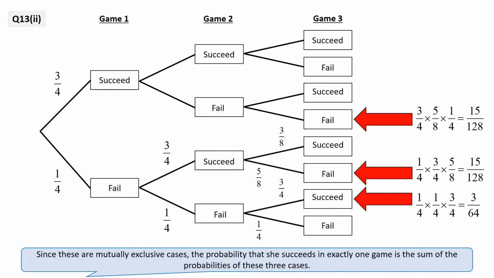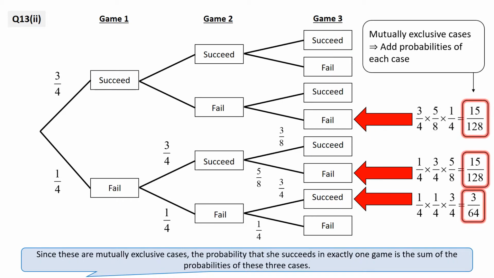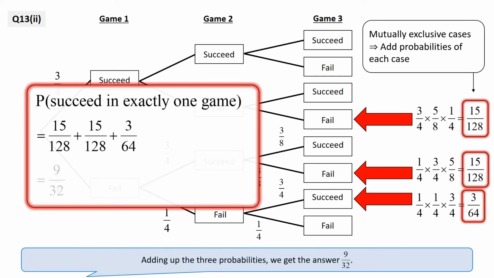Since these are mutually exclusive cases, the probability that she succeeds in exactly one game is the sum of the probabilities of these 3 cases. Adding up the 3 probabilities, we get the answer 9 over 32.